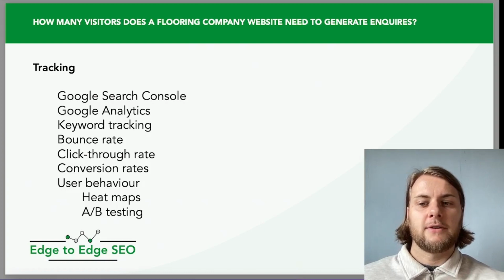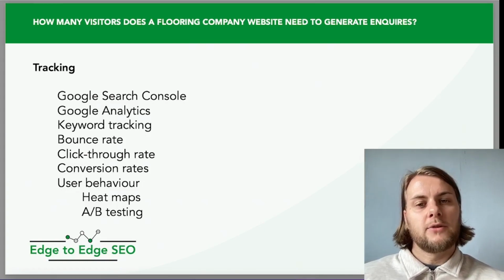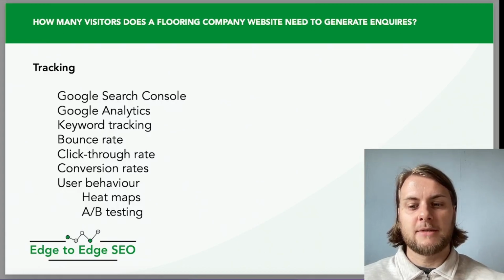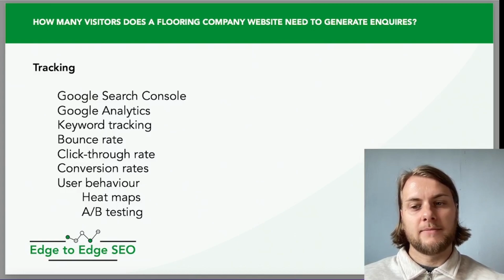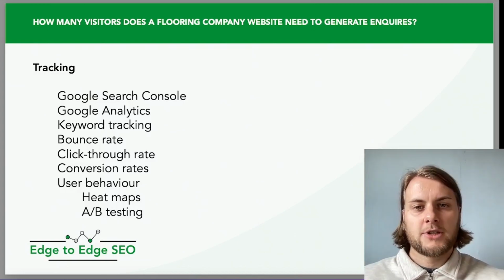The next thing we need to focus on after this is tracking. So if you're not tracking anything, you can't know whether anything's actually working or not. So here are some of the main things that we're going to track on an SEO campaign and when we're trying to increase conversion. So Google Search Console is the first place that you would start.